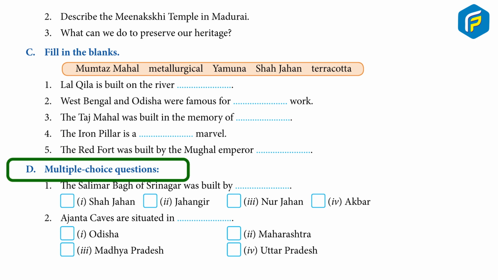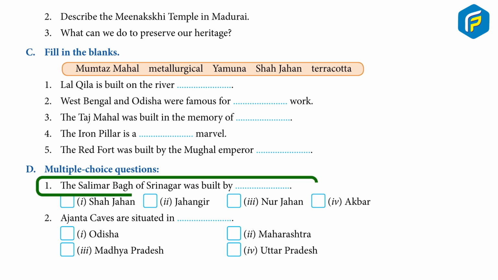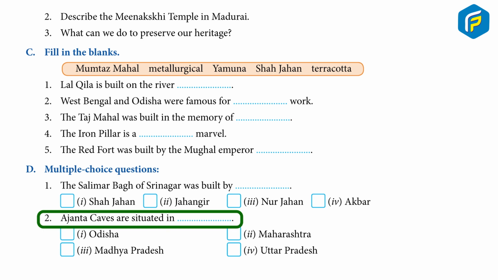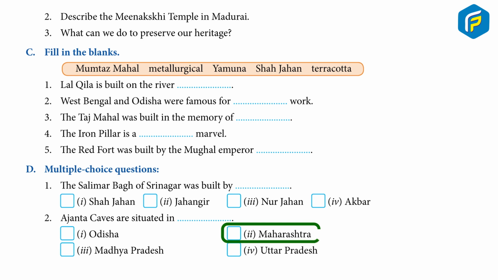D. Multiple choice questions. 1. The Shalimar Bagh of Srinagar was built by Dash. 1. Shah Jahan. 2. Jahangir. 3. Noor Jahan. 4. Akbar. 2. Ajanta caves are situated in Dash. 1. Orissa. 2. Maharashtra. 3. Madhya Pradesh. 4. Uttar Pradesh.